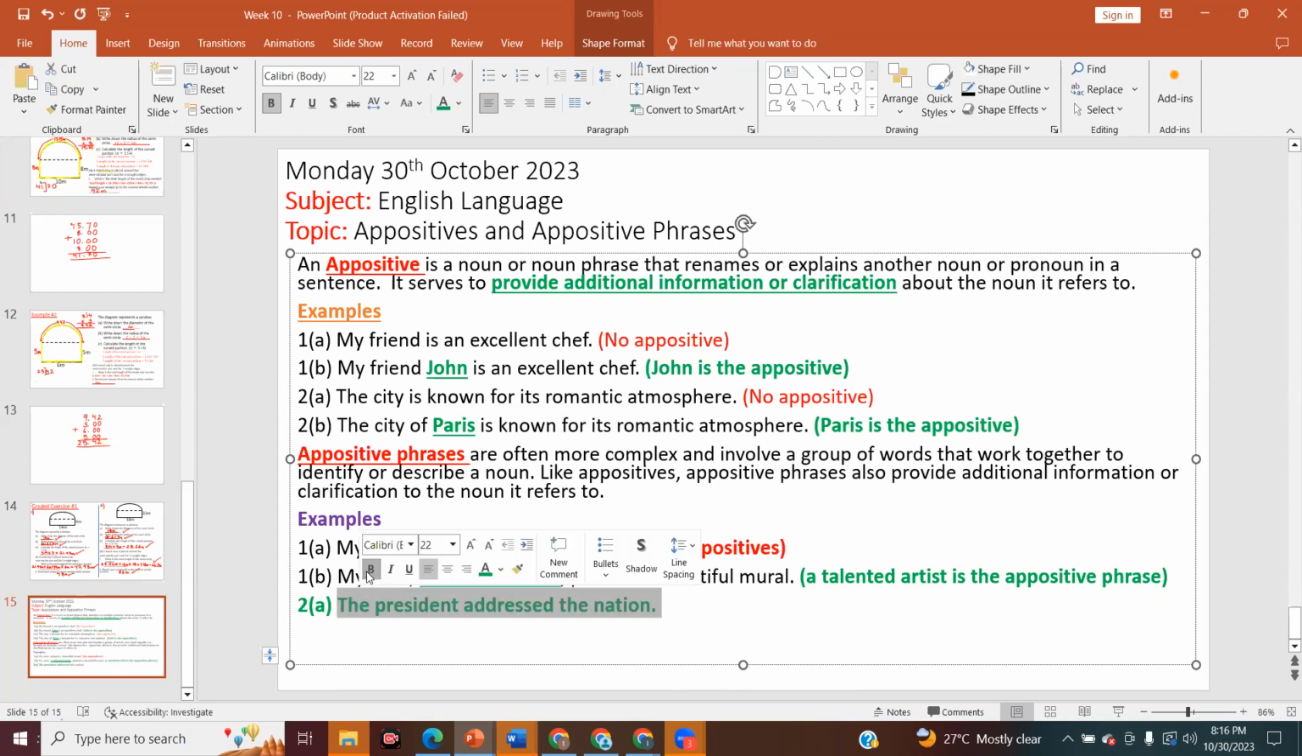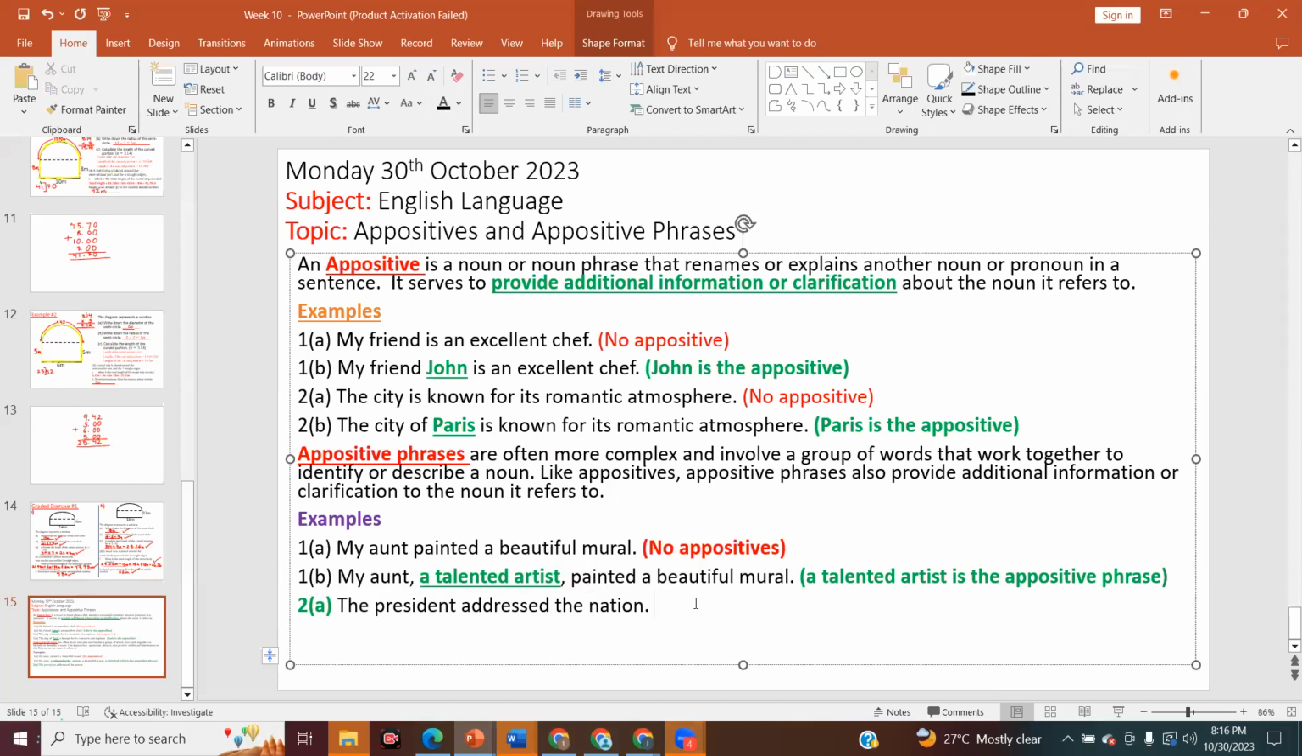Does this sentence contain any positive phrases? The president addressed the nation. No, it does not. I say no, and I stick with my answer. No. I agree with Kevin. No. All right. Okay.